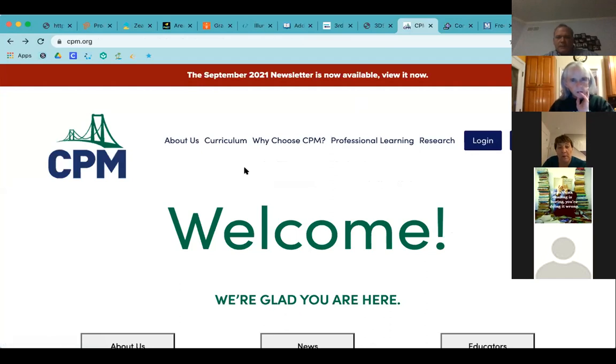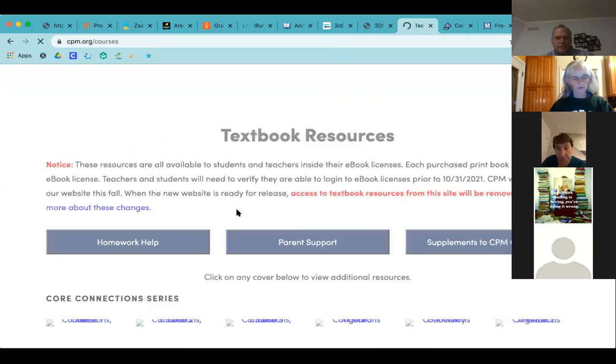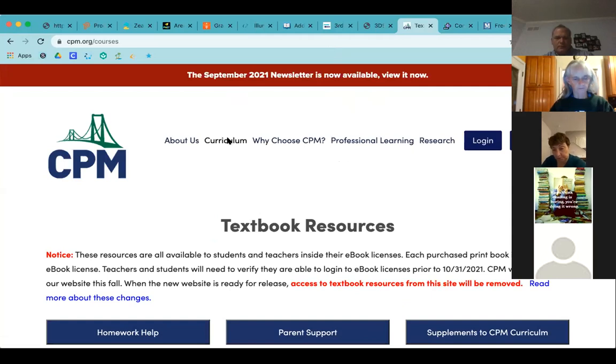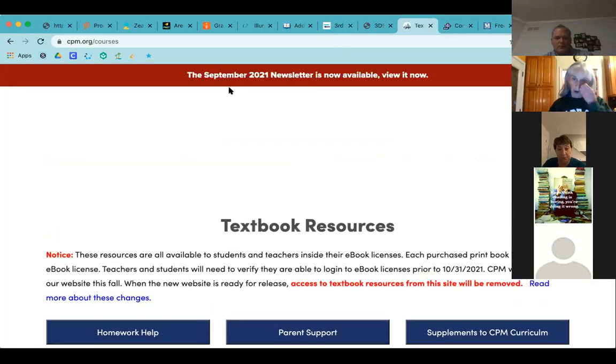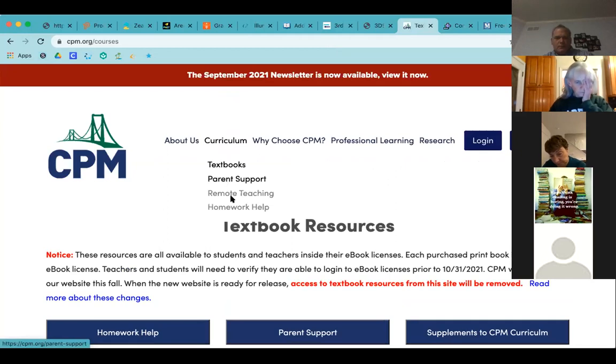College Preparatory Mathematics. This is what they're using with grades 6 through 8. It ties in directly with this curriculum. And when you come here, what you're going to do is go to curriculum, and go here to homework help.